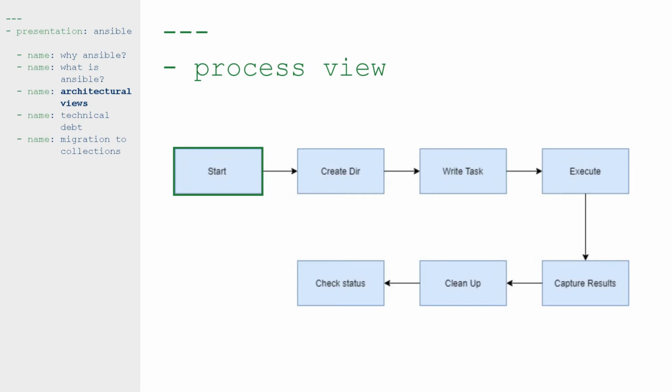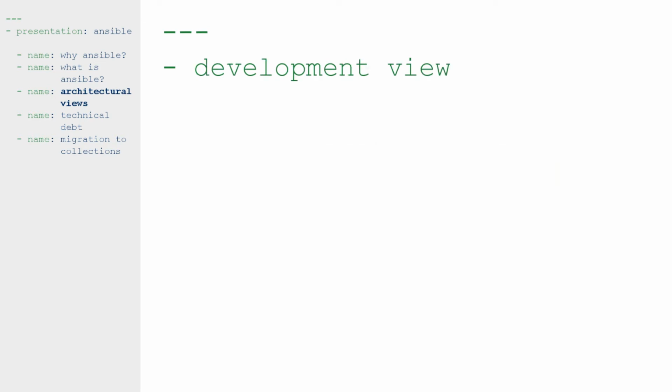So it starts off by creating a temporary directory on a target machine. It writes a task object to this directory. Then it executes those tasks. It captures the results for the user, so it feeds them back to the user for feedback. And after it is done, it cleans up. So this means that it's going to remove that temporary directory. And after a while, it can also check back to see the status, which is very nice for something like a service.